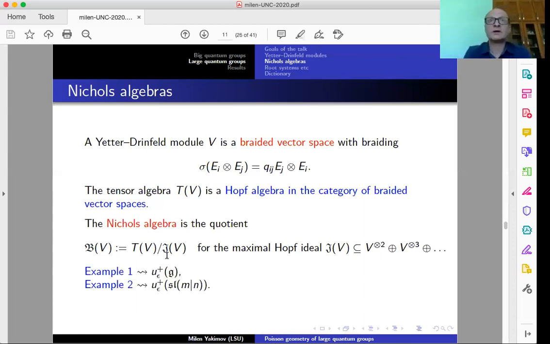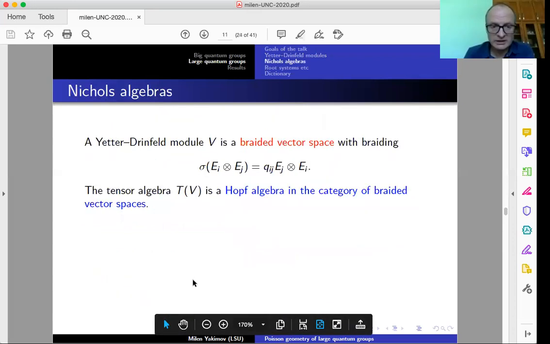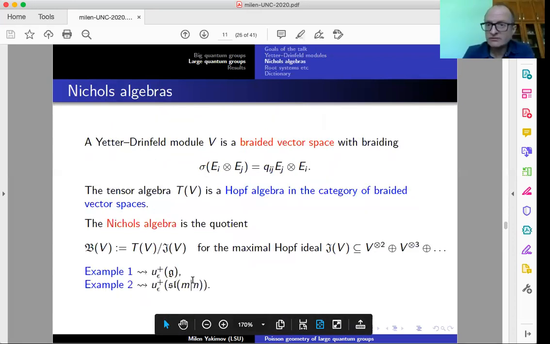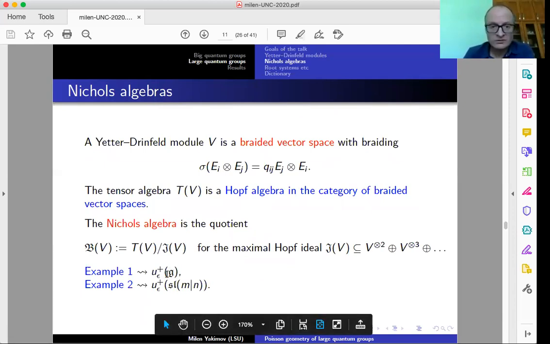For example, if we run this whole machinery on the previous matrices, so these are the braiding matrices in example 1, they look like that. In example 2, they look like that. If we run this machinery for them, we get precisely the positive part of the small quantum group of Lusztig of any type G. And if you do this for example 2, you get the positive part of the small quantum group of type SL(M|N).